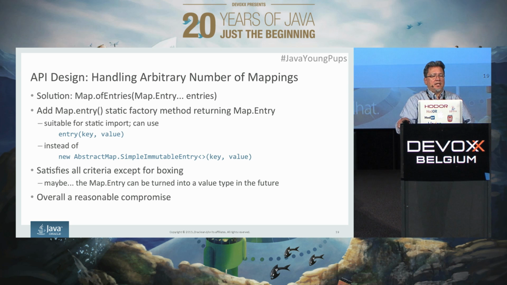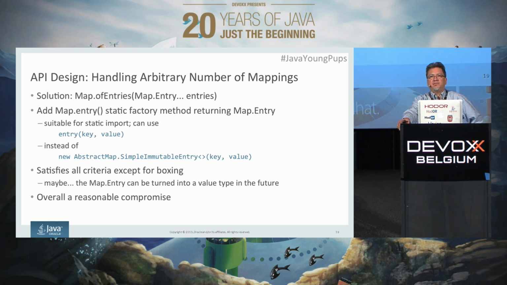But maybe, just maybe, when value types come along, it might be possible to make the return value of the entry method be a value type. If you look at what's going on in future Java development, it is to come up with a new kind of thing in Java called a value type that does not involve allocation on the heap. So we might be able to do that, and so we're carefully tuning this to make sure that we don't make it impossible to change this into a value type in the future.